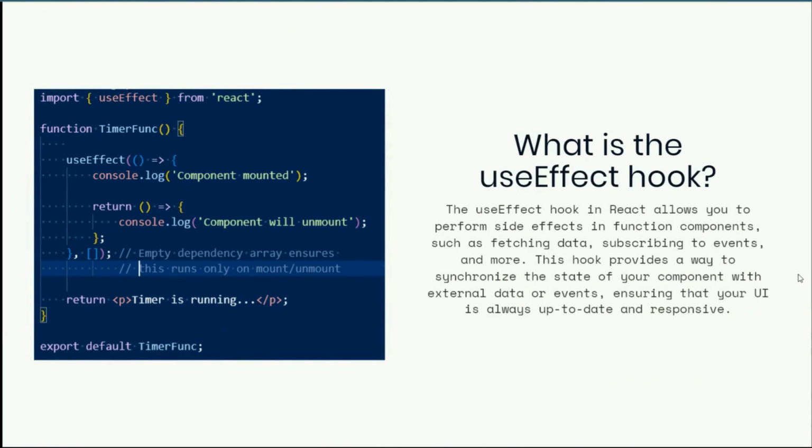The useEffect hook allows React to perform side effects in functional components, such as fetching data and subscribing to events. We can import useEffect from React, and then we can use the useEffect hook to trigger when our component is mounted and when it's unmounted. The key thing to note is that it takes a dependency array, because useEffect has multiple purposes. But for our purpose, we just want to use it to track the mounting and unmounting.